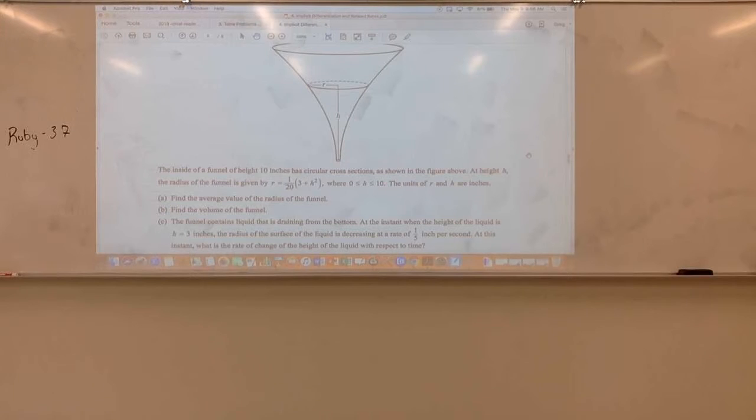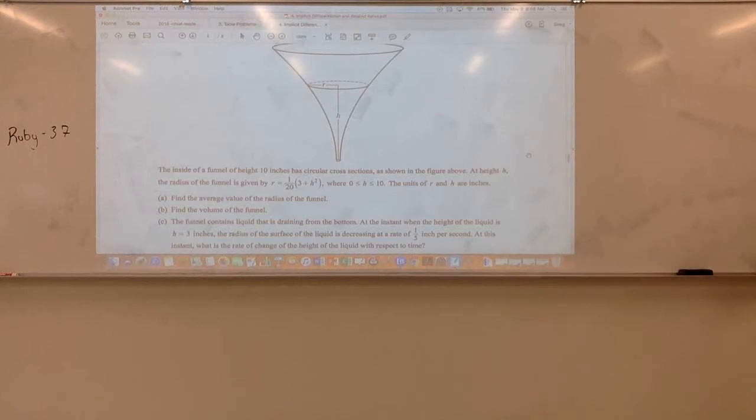Two triangles? What is that? She's talking about when we did cones and we had to set up similar right triangles and take the volume of a cone and put it in terms of the single variable. Look like a deer in the headlights now.